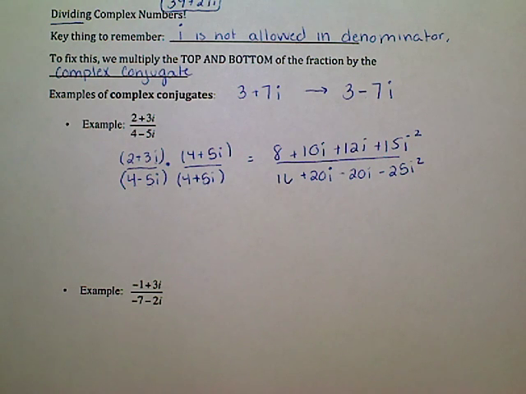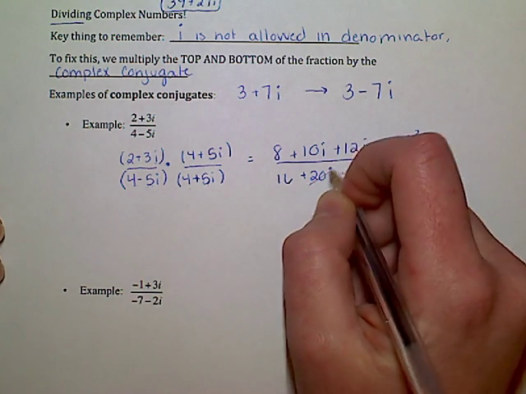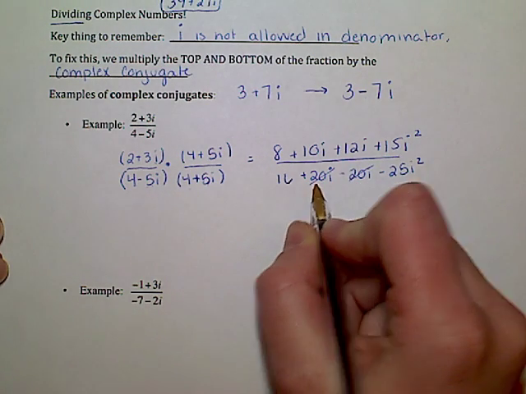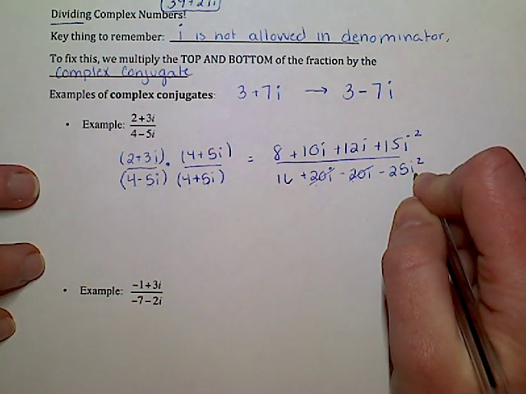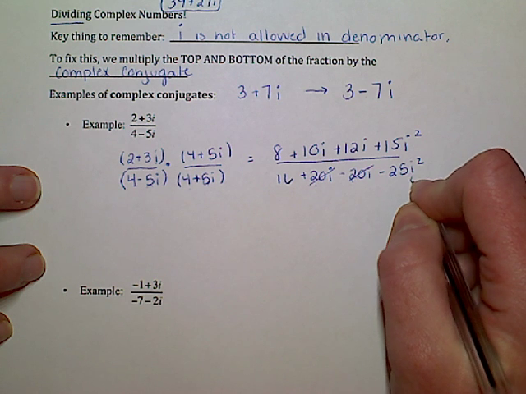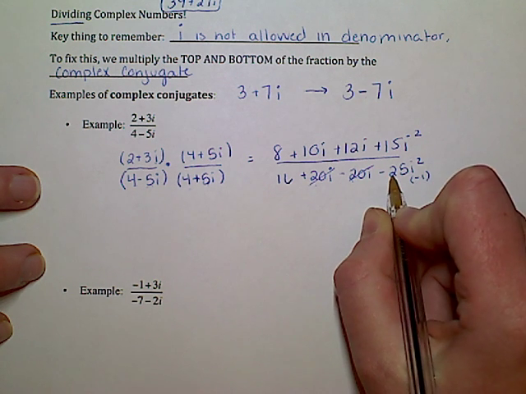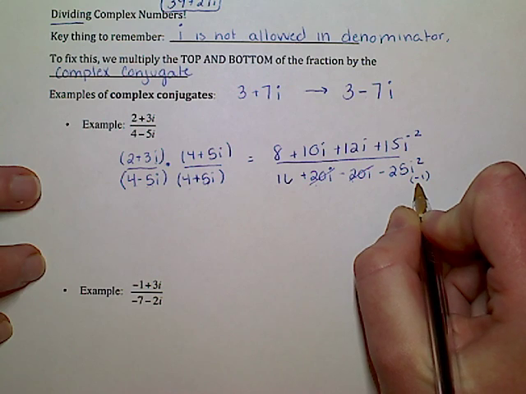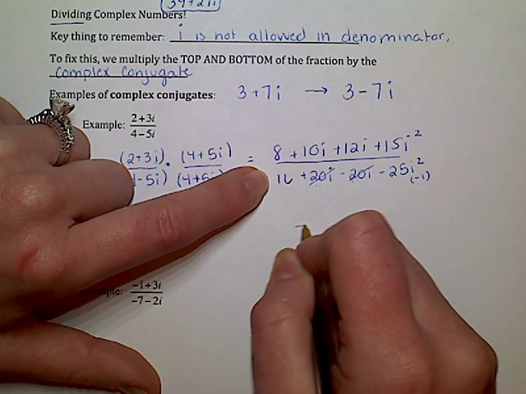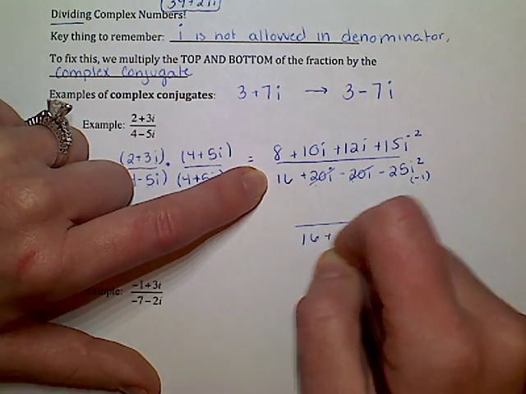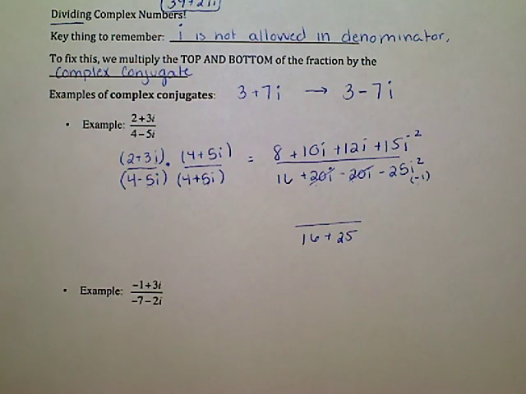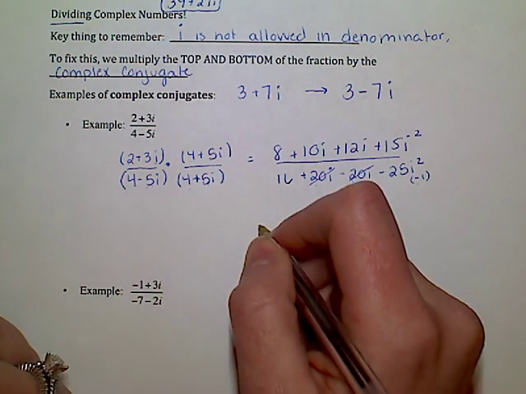So you might be thinking, wait a minute, this just got worse. There's now way more i's. Well, it initially looks that way, but if you have done this correctly, all of the i's in the denominator will disappear. 20i minus 20i cancels. And we know that this i squared is negative 1. So negative 25 times negative 1 is a positive 25. So that's good. I'm just going to write that. So that's what we have on the denominator, and I'll combine those in the next step.